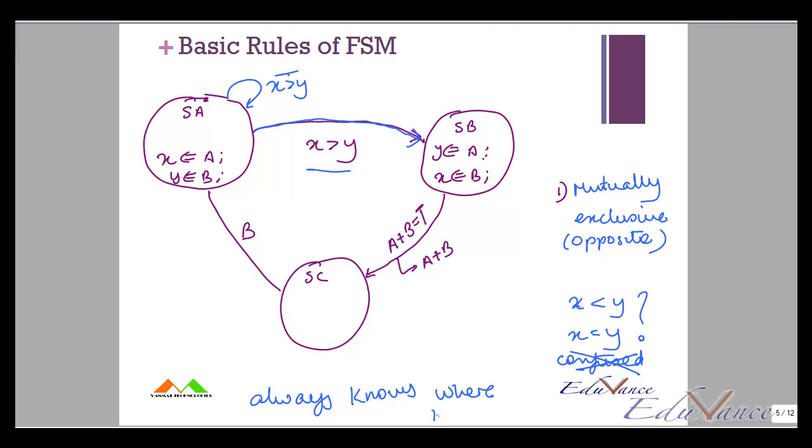It always knows where to go. Please, this is very important, that your state machine must always know where to go. It cannot be confused and stay there. Okay, this is very important in terms of state machine design. Similarly, can you think what must be the mutually exclusive component of this? I simply need to write A plus B bar, and this would be B bar. So the first rule is mutually exclusive.